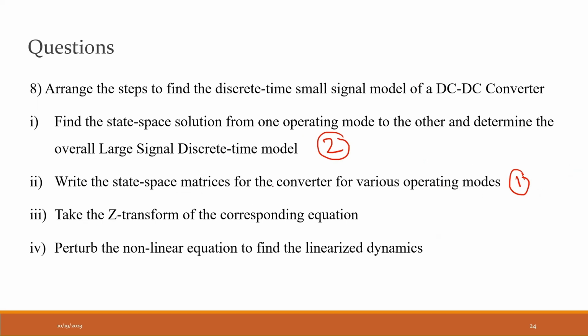Then you will perturb this nonlinear equation to find the linearized dynamics. The small signal model is the linearized dynamics around a particular operating point. Then you will take the Z transform of the corresponding equation, and you will get a discrete time small signal model or a discrete time transfer function of that DC-DC converter around that operating point. Okay, so these are the steps.